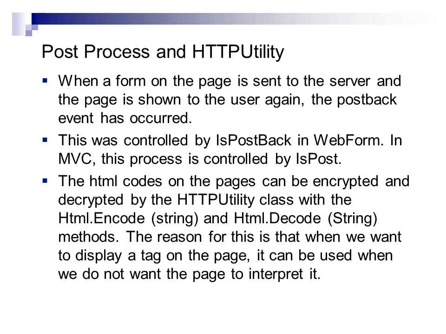The HTML code on the pages can be encoded and decoded by the HttpUtility class with the Html.Encode and Html.Decode methods. The reason for this is that when we want to display a tag on the page, it can be used when we do not want the page to interpret it.